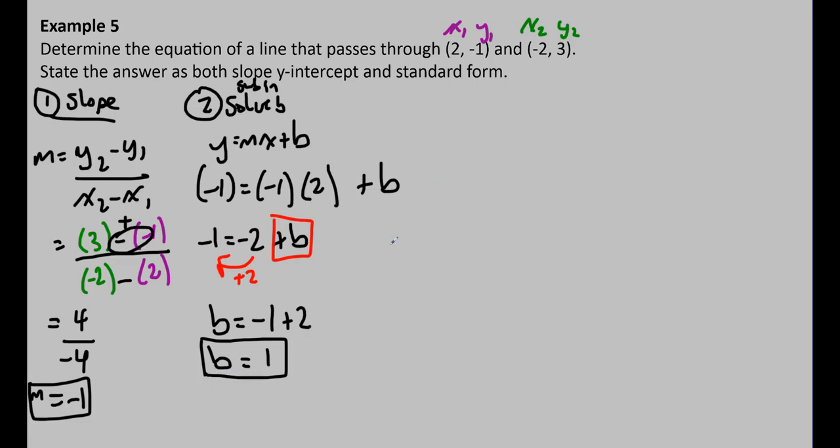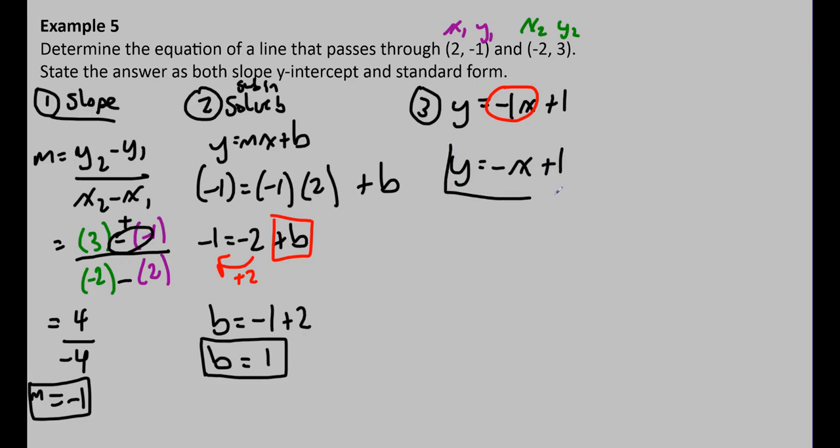I've got my slope, and then I can plug it into my equation of y equals negative 1x plus 1, and this would simplify to negative x. So I'm going to rewrite it as y equals negative x plus 1. So that's my slope y-intercept form. I got no fractions for standard form, so that's super easy.